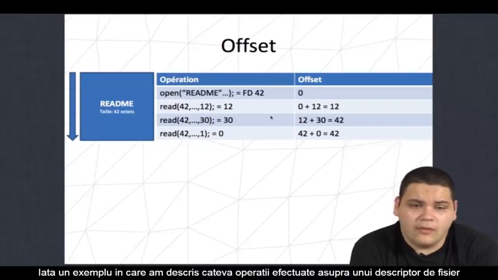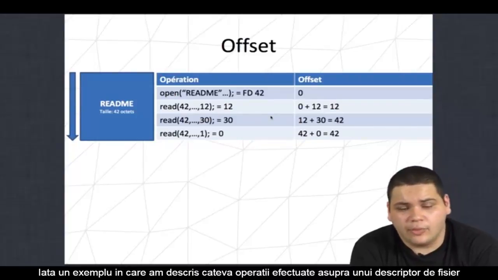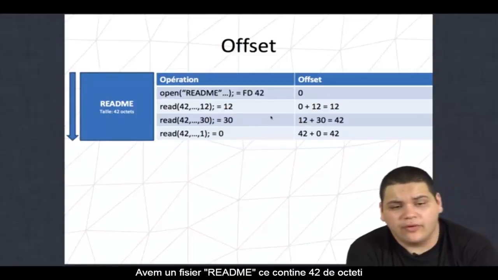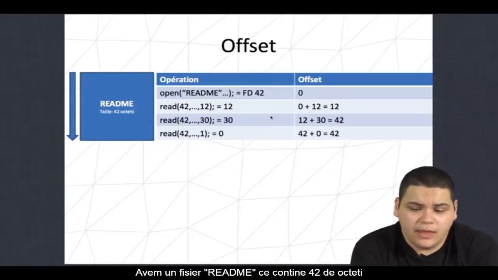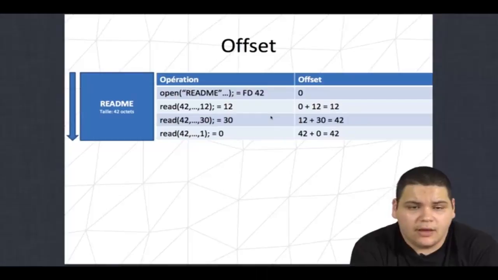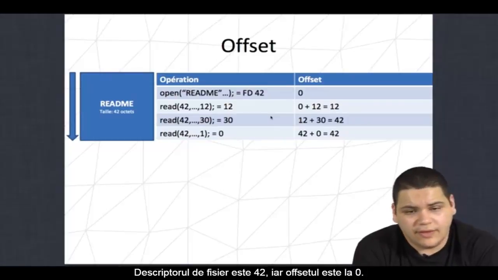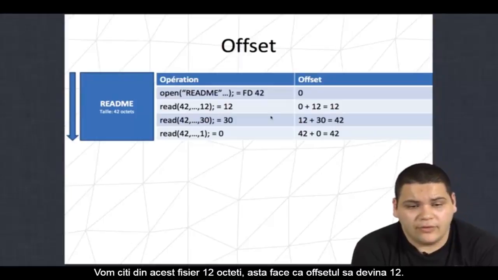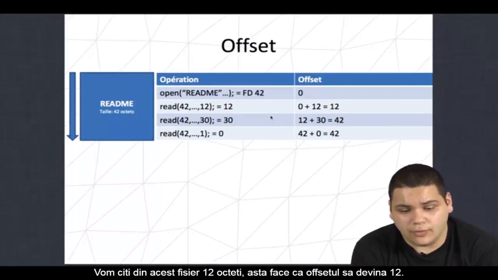So let's use this example where I've described a few operations on a file descriptor and the consequences on the offset. Now we have a README file of 42 bytes, which we open without any particular flag. The file descriptor is 42, the offset currently is at 0. Let's read 12 bytes from the FD. This should take the offset to 0 plus 12.